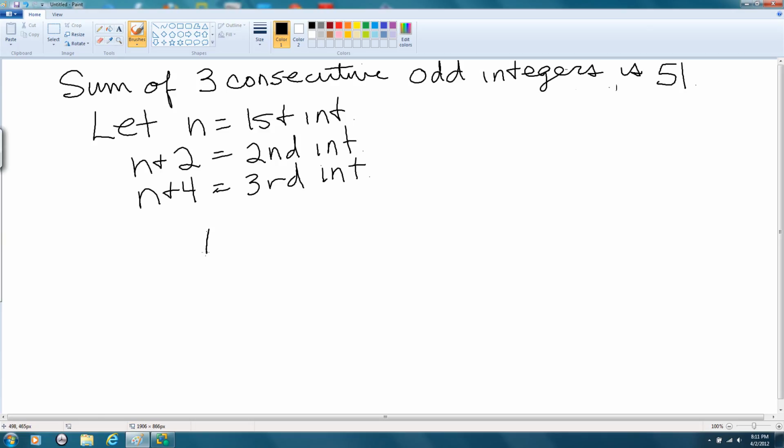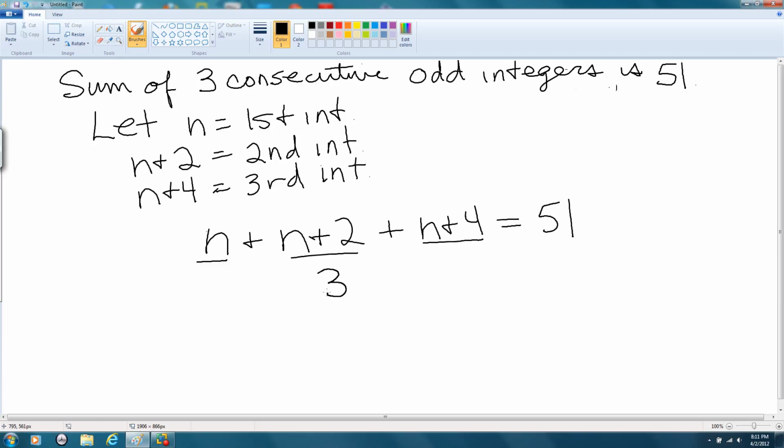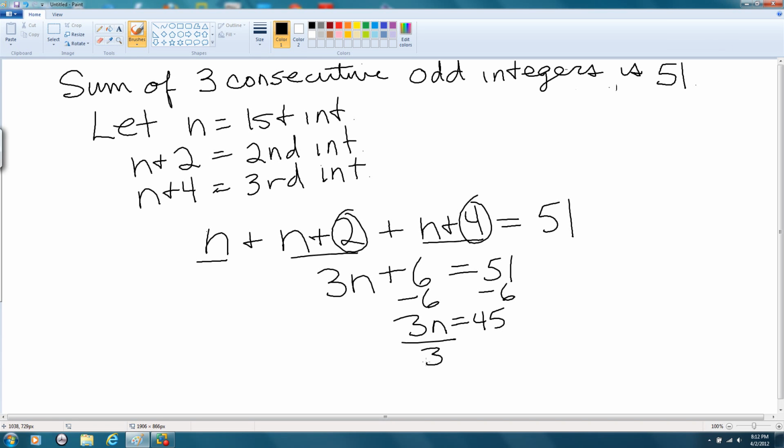So I'm going to go n, the first number, plus the second number, or integer, n plus 2, plus the third integer, n plus 4, is equal to 51. Well, I go 1, 2, 3. I have 3 n's plus 6. That's the 2 plus the 4, is equal to 51. Subtract 6 from both sides. I get 3n is equal to 45. Divide each side by 3, and I get n is equal to 15.